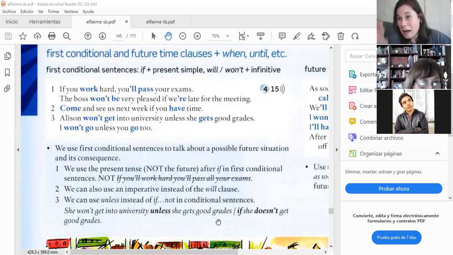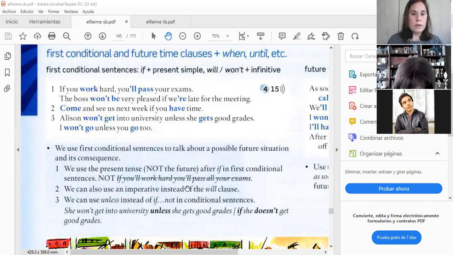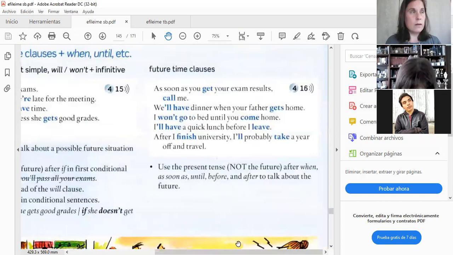Porque el unless me cambia el significado de lo que viene después. ¿Okay? Pero si digo el if, lo que sigue tiene que ser en negativo. Do you understand? Yes. Okay, so we can use unless instead of if not in conditional sentences. That's clear? Okay, very good.